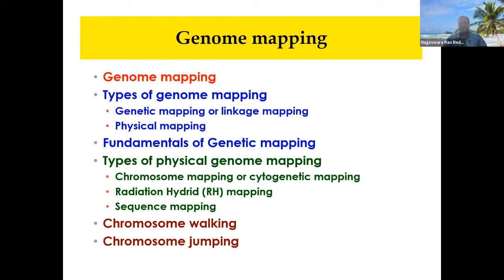So in chromosome walking, we proceed step by step in a systematic manner. In chromosome jumping, we do random mapping. This is the only difference between chromosome walking and chromosome jumping. And I think I gave you the detailed flow chart of chromosome walking and chromosome jumping. This is used for genome mapping. So this is about genome mapping, and we now know the use of a physical map and a genetic map.